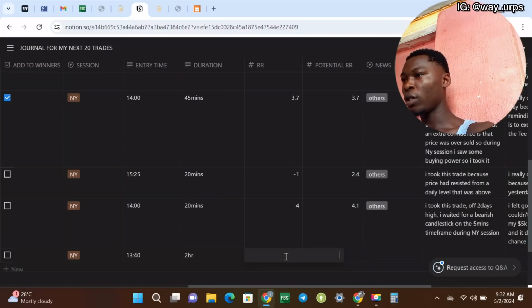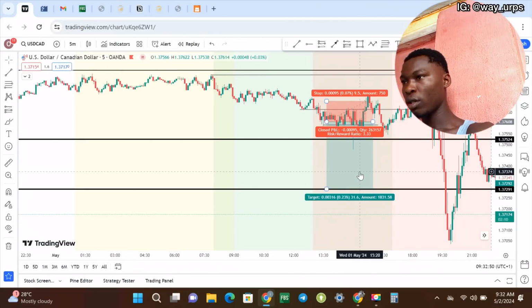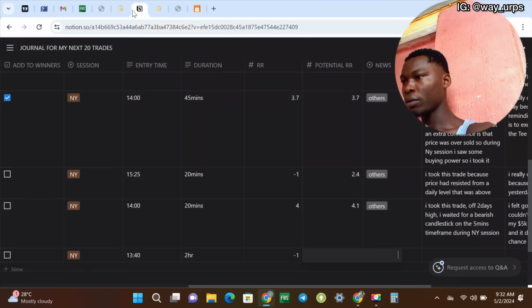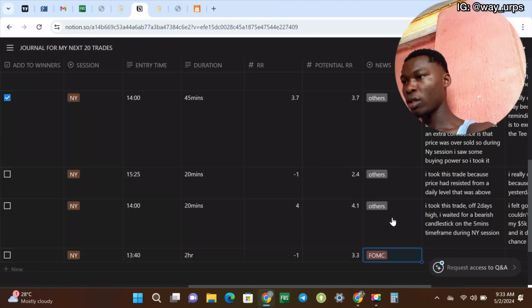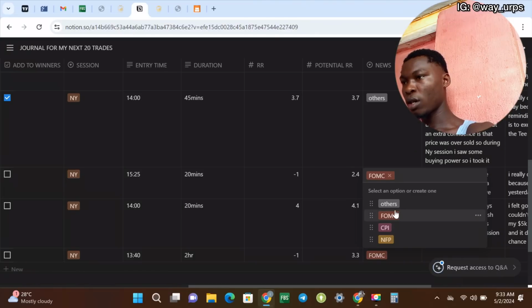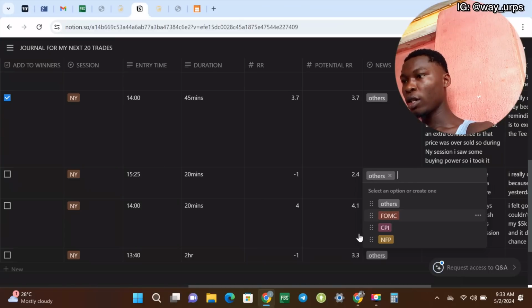So the R multiple is -1. The potential risk to reward, I think, was 3, to 3.3. So news, so many. There was FOMC, there was also something else and others. I can add them. Let's just put only FOMC though.